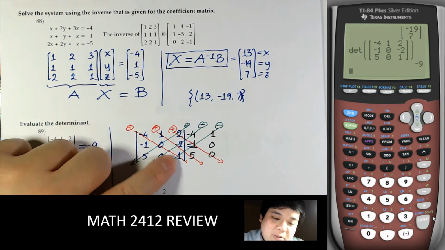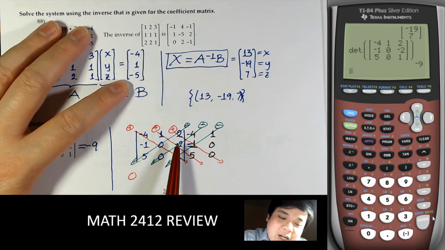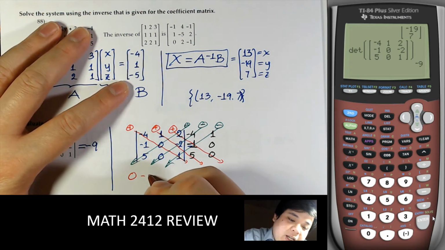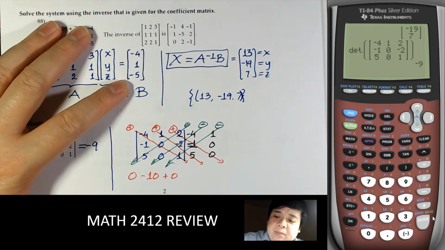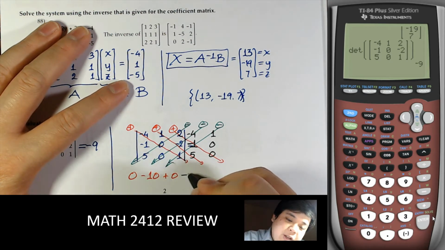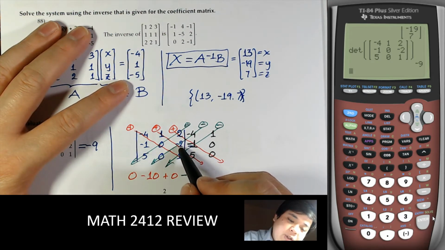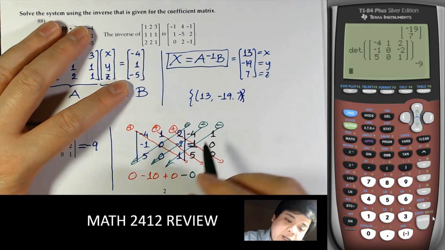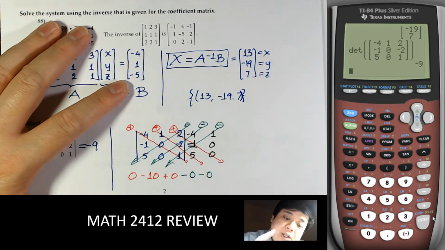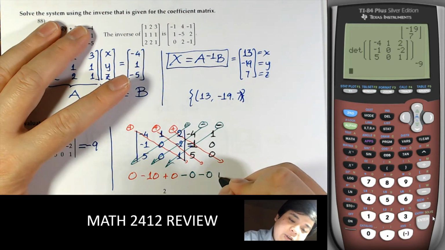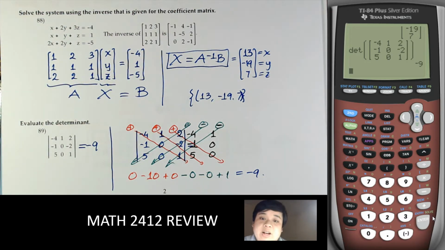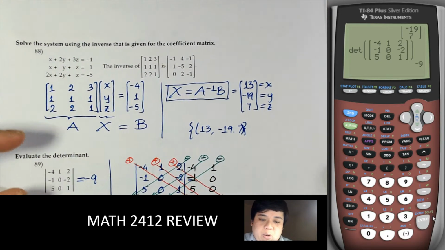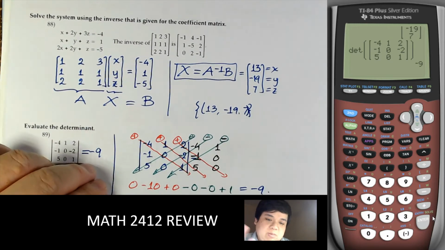So the first one, -4 times 0 times 1, that's 0. Next one, 1 times -1 times 2, that's -10. Next, 2 times 1 times 0, that's 0. So those are positive. The other direction, 2 times 0 times 5, that's 0. -4 times -2 times 0, still 0. And 1 times -1 times -1, that is -1, but this is negative. And so we, of course, also have -9. And there's another way to do that using the cofactor, but I'm going out.